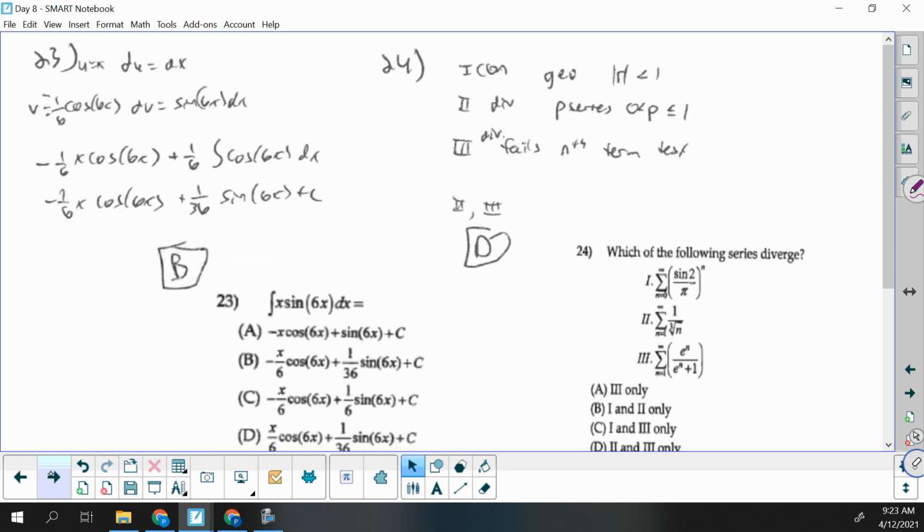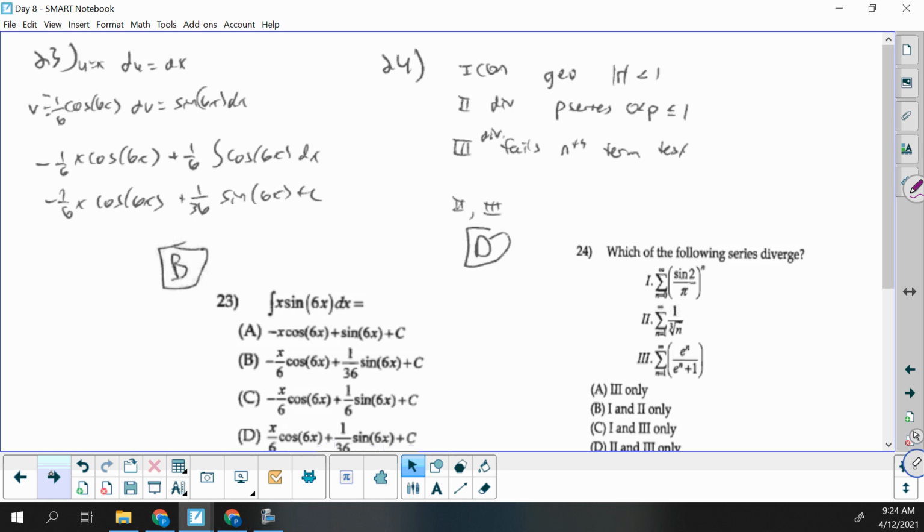23, you had to do integration by parts. Remember our choices for u, LIPET: logs, which we don't have, inverse trig, which we don't have, polynomials or monomials, which is what we do have. So our u is going to be x, the dv will be sine 6x. When you do your antiderivative of the sine 6x, remember to do a correction by 1/6 out front. You have your uv. When you do minus v du, you can pull the negative 1/6 out front to make it a plus 1/6. And then just do your antiderivative of the cos 6x, which has a little correction of 1/6 from a u substitution, and you end up getting choice B.